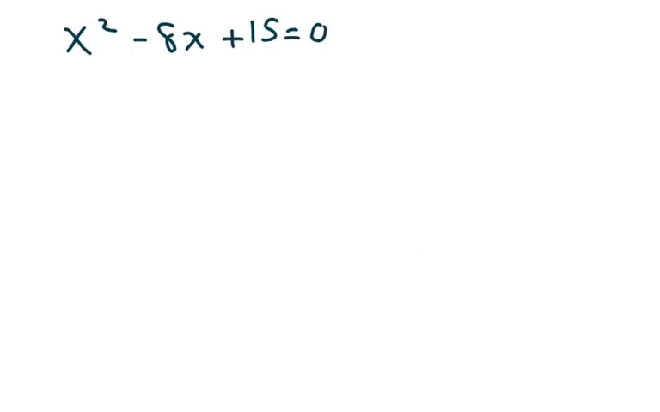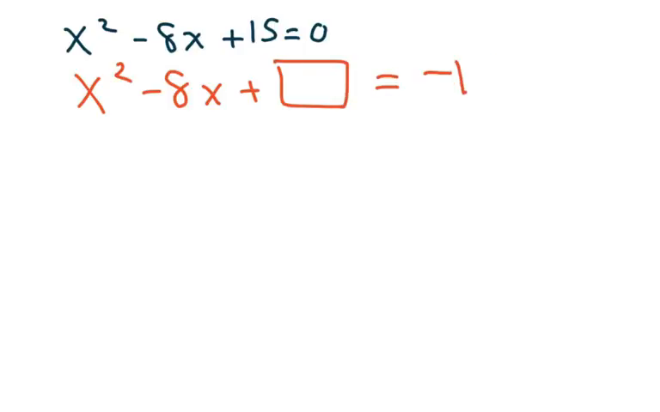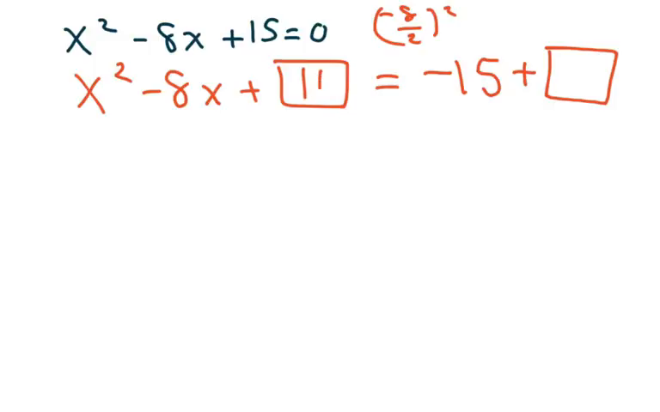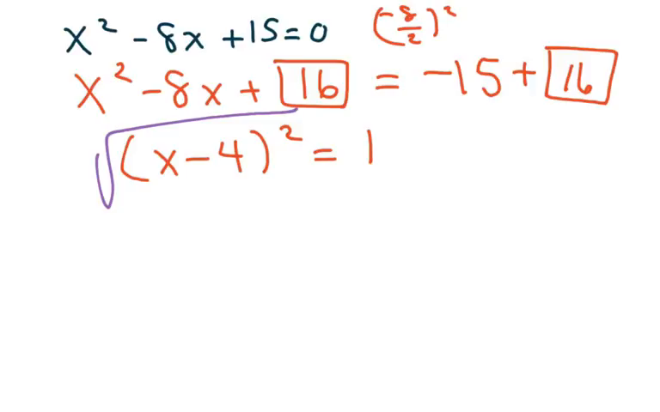We have one more. I'm going to move the 15 over first. I'm going to go ahead and put my boxes as well, or my squares. All right, half of 8 is 4. Square it and you get 16. Write it on both sides. This is x minus half of 8, which is 4, and this is 1. Square root both sides. Don't forget plus and minus here.